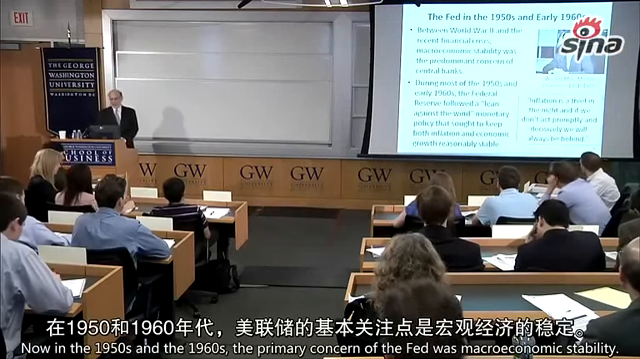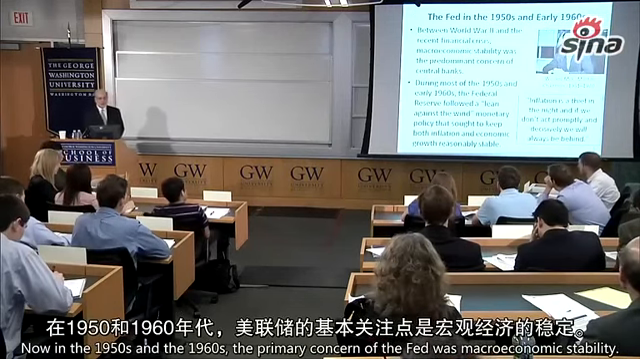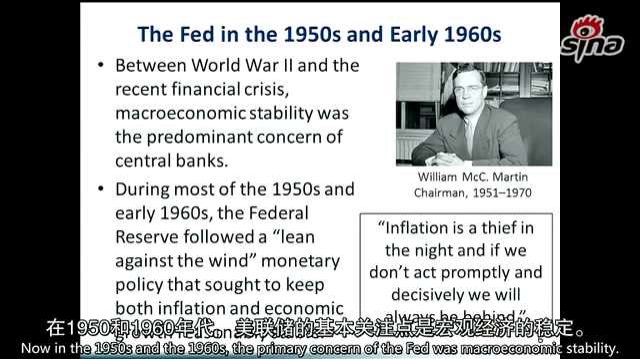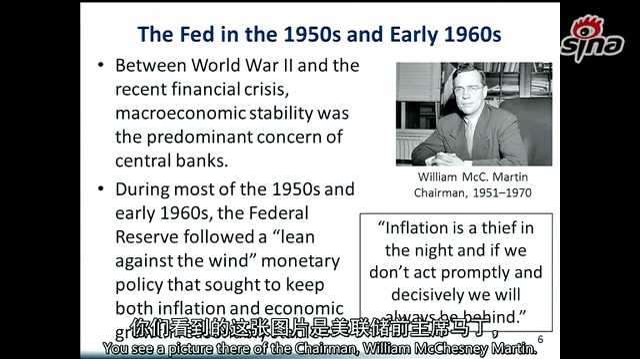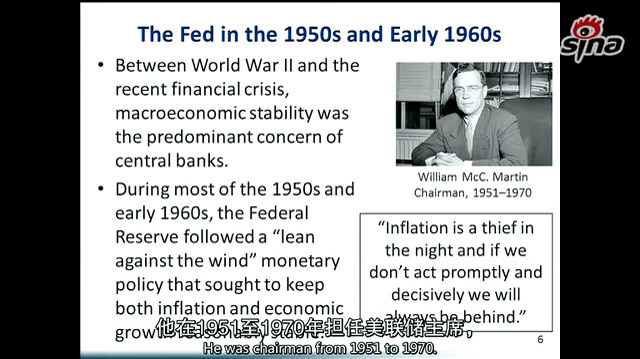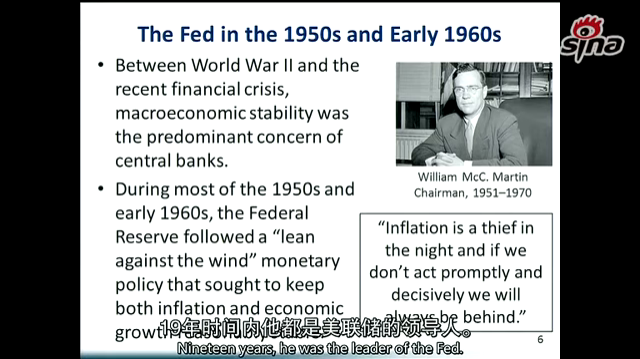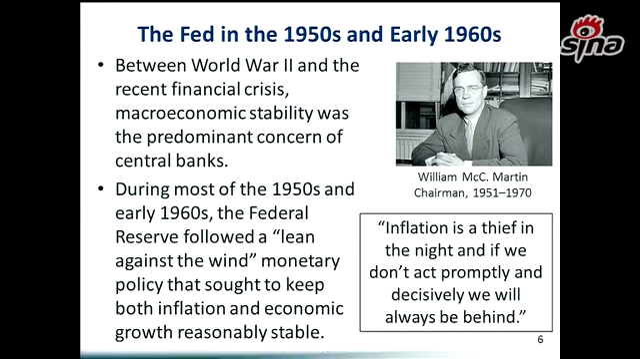Now, in the 1950s and the 1960s, the primary concern of the Fed was macroeconomic stability. You see a picture there of the chairman, William McChesney Martin. He was chairman from 1951 to 1970, 19 years. He was the leader of the Fed.